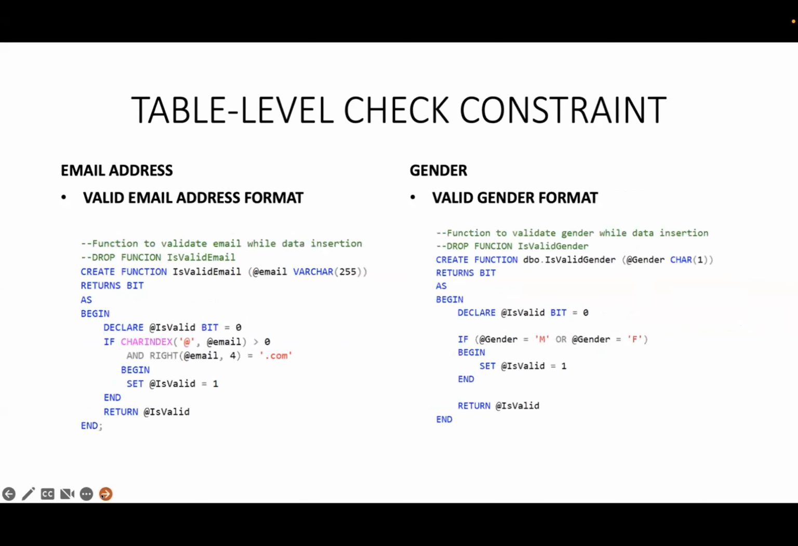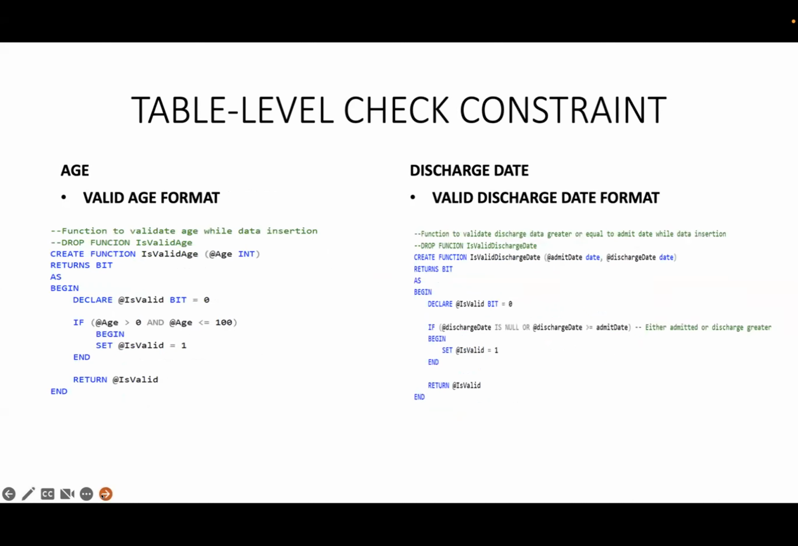The function checks whether the email is in the correct format and ends with .com. The next function checks whether gender is male or female. Next slide, please. The age is validated by another function which checks whether age is a positive integer between 1 and 100. A function validates that the discharge date is greater than or equal to the admit date.